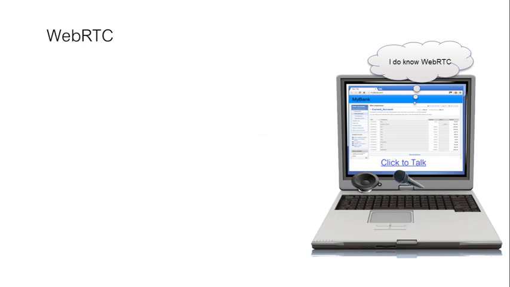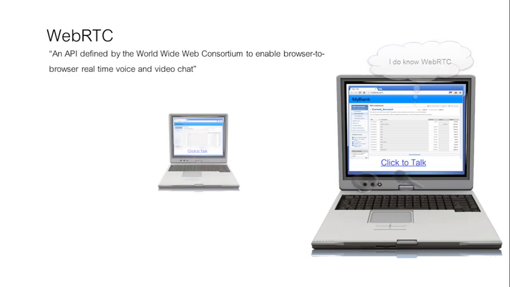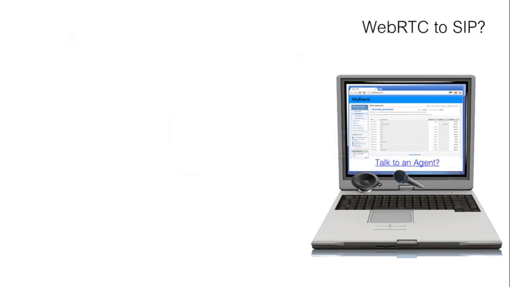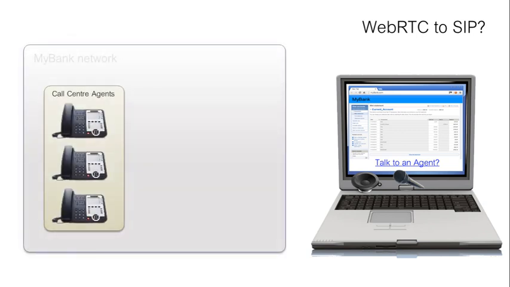But it does inherently understand WebRTC, an API defined by the World Wide Web Consortium to enable browser-to-browser real-time voice and video chat. Through API method calls, browser applications exchange WebRTC offers and answers to establish peer-to-peer media sessions, accessing the host's resources, the mic, speaker and camera, to capture, stream and play audio and video right there from the browser. So, how does a WebRTC browser client connect to a SIP agent in an enterprise call center?